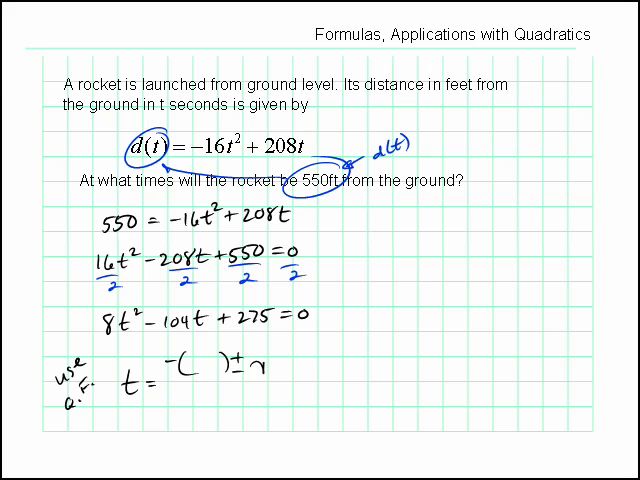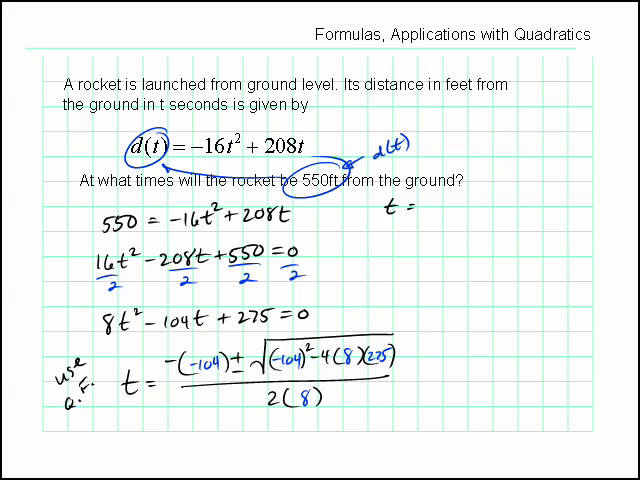So plugging everything in, negative b plus or minus the square root of b squared minus 4 times a times c, divide everything by 2a. The b is negative 104, which goes there and there. The a is 8, and the c is 275. Okay, simplifying this, we get 104 plus or minus the square root. Let's see what's under the square root sign here. 104 squared minus 4 times 8 times 275 is 2016, all divided by 16.